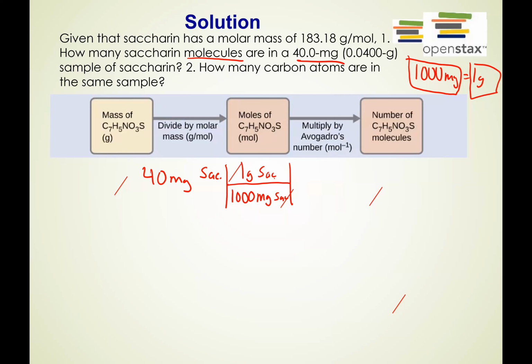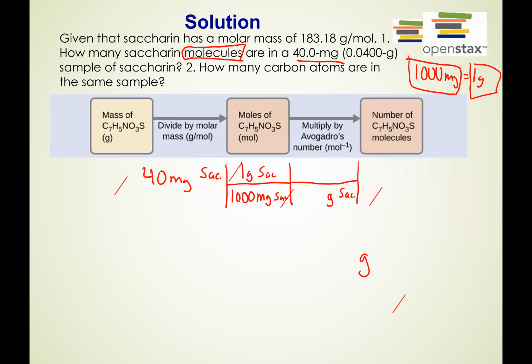How are we feeling on this step? Good here? Okay. So now we have grams of saccharin. So let's say I have no idea what to do from here. What unit has to go on the bottom? Grams of saccharin, right? Grams of saccharin has to go on the bottom because we don't want it anymore. We want to get to molecules. That's where we want to go. So we have to keep going until we end up with molecules on the top. So we just keep going.